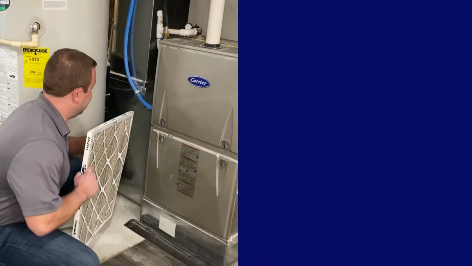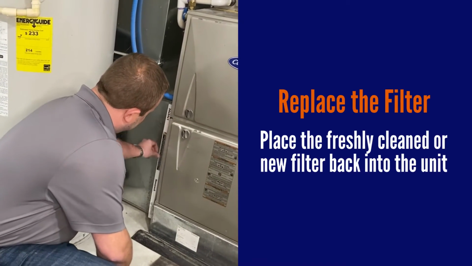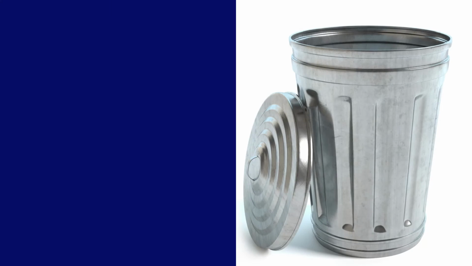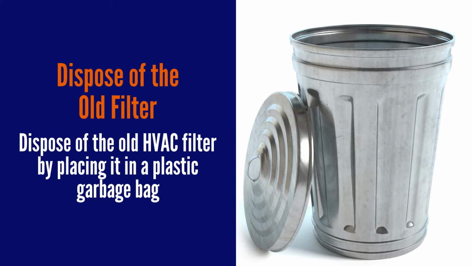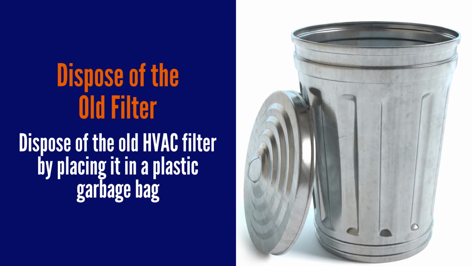hold up to cleaning. Step number 5, place the freshly cleaned or new filter back into the unit. Look for an arrow on the filter frame which depicts how the air should flow, which is typically away from the return air duct and going toward the air handler mechanism. Lastly, dispose of the old HVAC filter by placing it in a plastic garbage bag and removing it from the home.